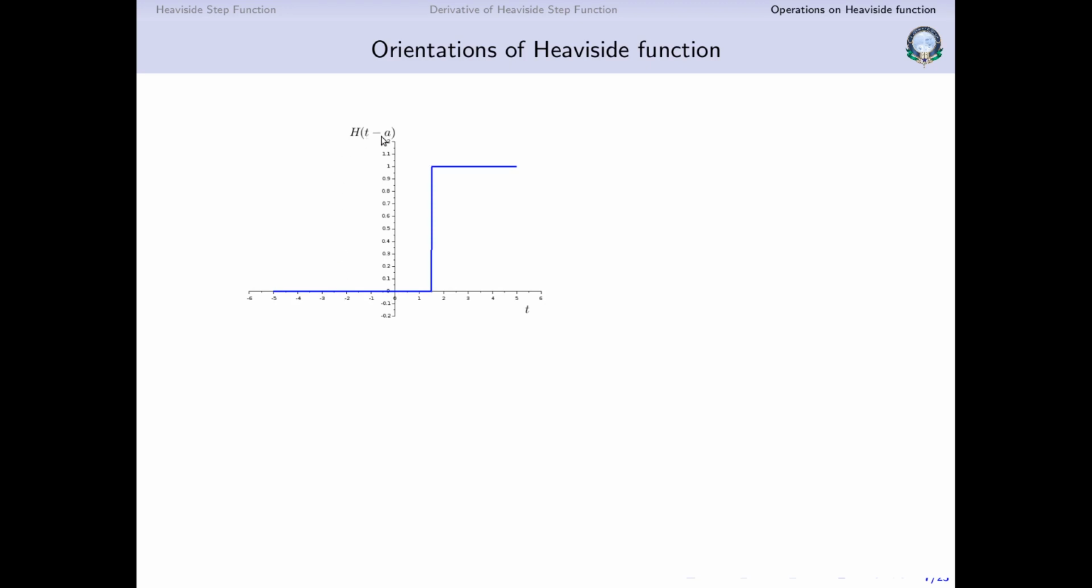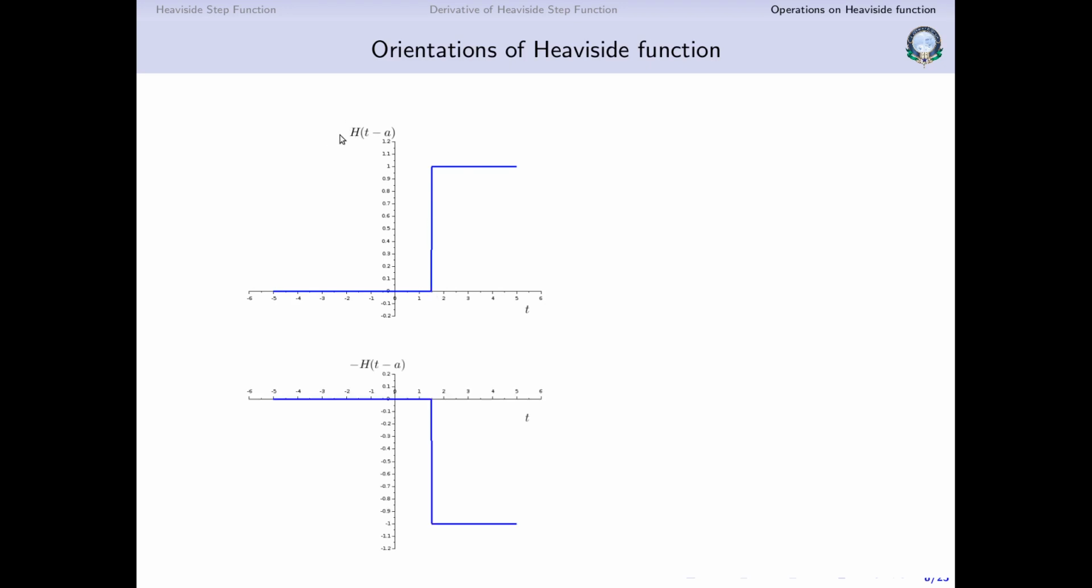In general, we just consider it as h of t minus a, and whatever the a value is, you just substitute it here. Accordingly, you will be able to obtain the Heaviside step function. So h of t minus a just shifts the step to the point a.